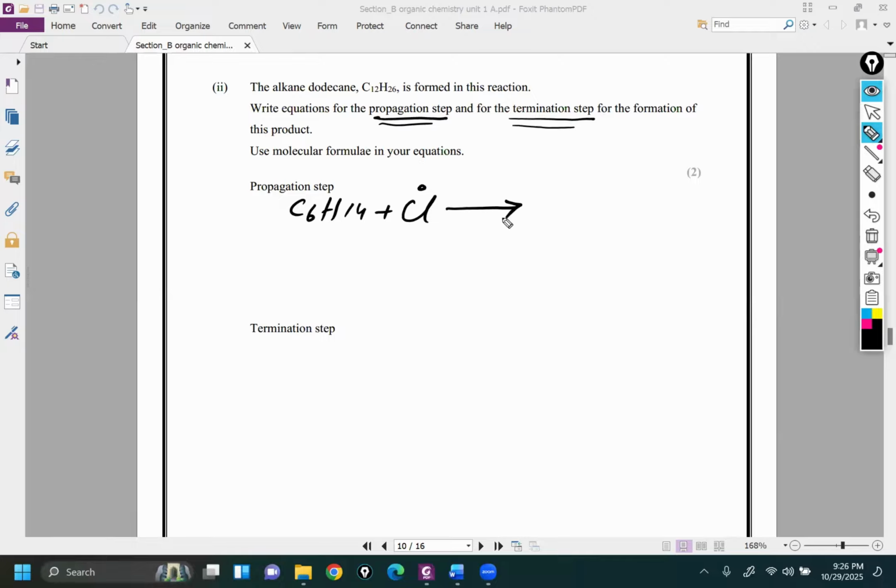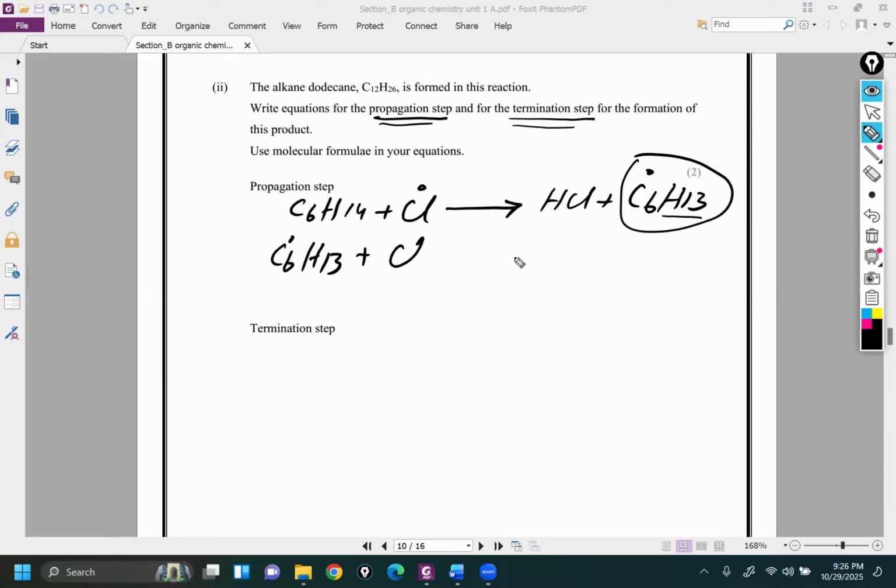Again, I will repeat, please listen carefully, try to learn, and then practice on the questions. Chlorine free radical is highly reactive. It will snatch one hydrogen from here. So we will get HCl, and the remaining part will be C6H13 with a dot. Why C6H13? Because one hydrogen is taken by this chlorine. It is a free radical, so it is more reactive. So the C6H13 free radical will react with molecular chlorine. This is more reactive, so it will snatch one chlorine from here, and we will get C6H13Cl plus chlorine free radical.